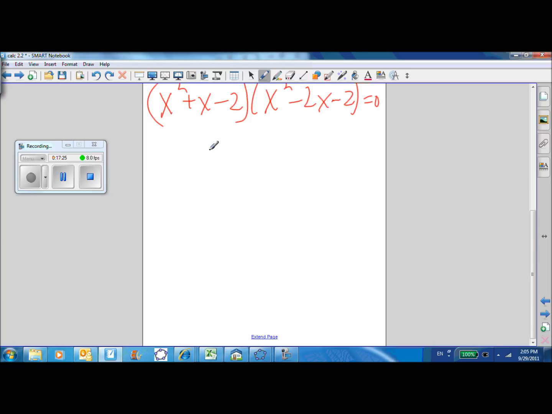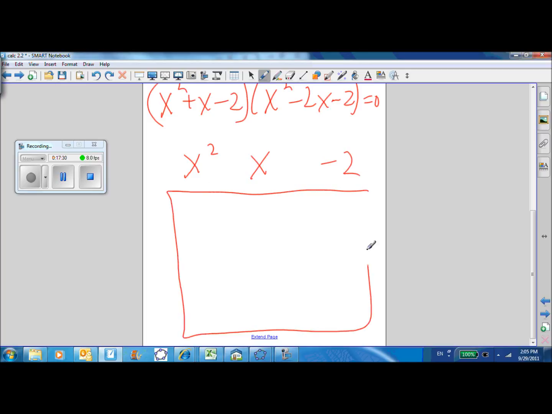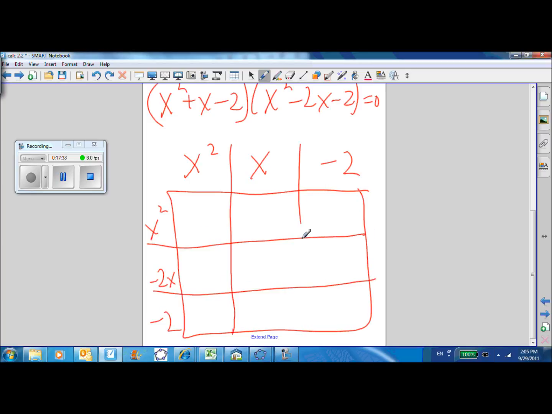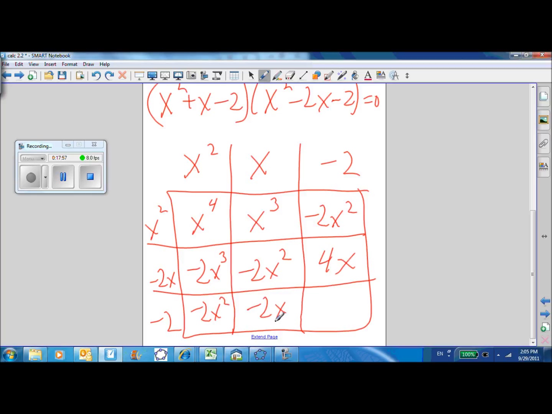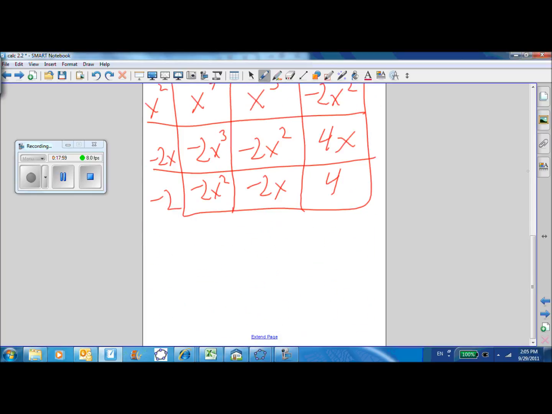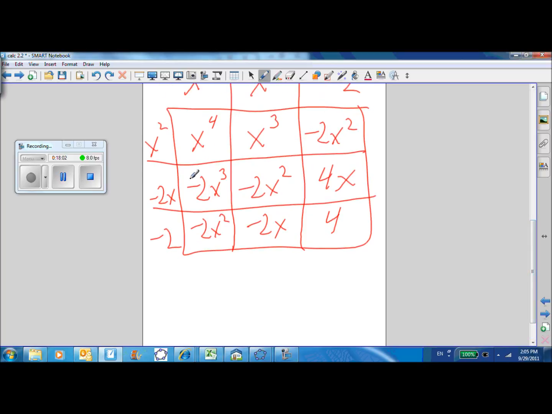And now I'm going to use a little chart to multiply this all out here. x squared, x, negative 2. Maybe you've seen this chart before. x squared, negative 2x, negative 2. It's just a way to make sure you get everything multiplied. I usually do this when I have something bigger than a binomial, rather than FOIL, binomial times binomial. x to the 4th, x cubed, minus 2x squared. x squared times negative 2x is negative 2x cubed, negative 2x squared, 4x, negative 2x squared, negative 2x, 4. I think you've noticed in the past that the like terms are lined up along the diagonal here.